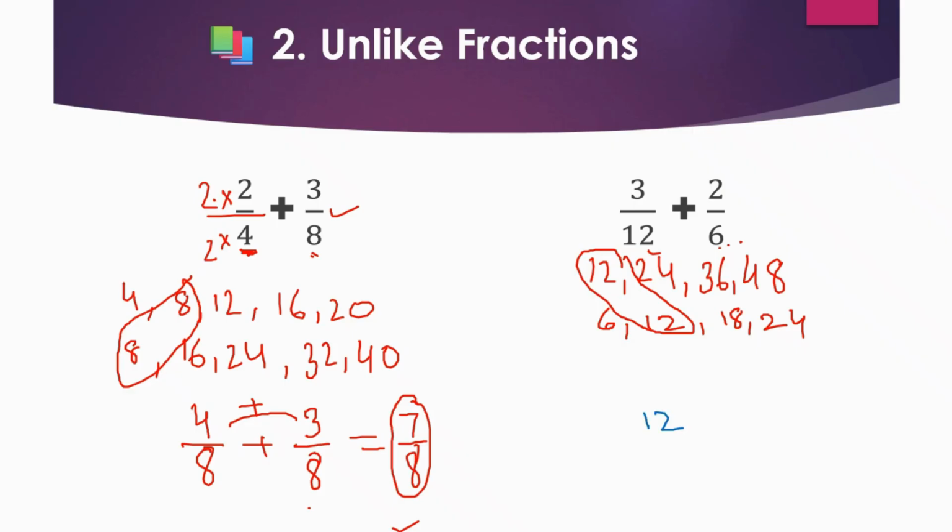We will write the fraction with denominator 12. In the first fraction you already have denominator 12, so we will write the fraction as it is. In the second one, we can see 6 times 2 gives you 12, so we will multiply this fraction by 2. 2 times 2 is 4, so it's 4 by 12. Now again, by applying the property of like fractions, just add the numerators. 3 plus 4 gives you 7, so it's 7 by 12.